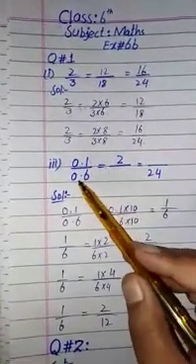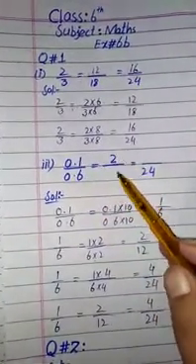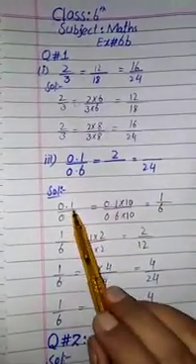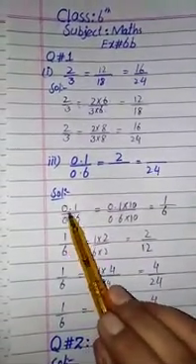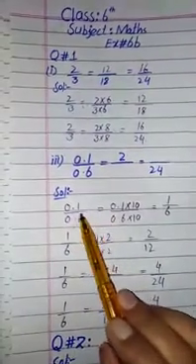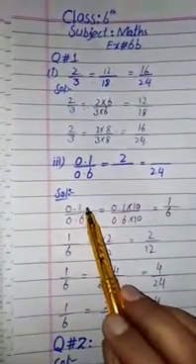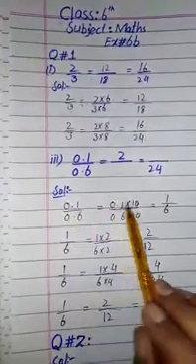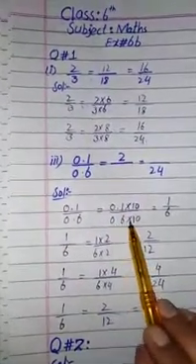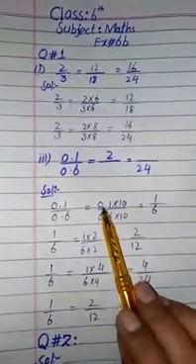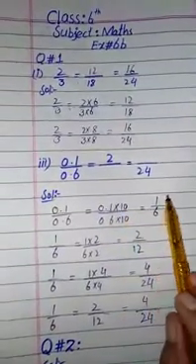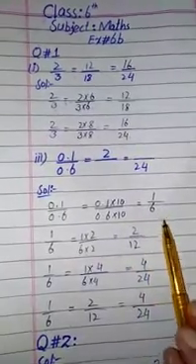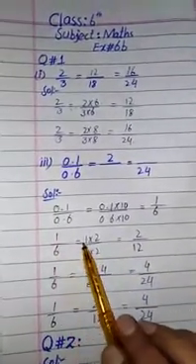0.1 over 0.6 is equal to 2 over dash is equal to dash over 24. Firstly, we convert the decimal fraction into a fraction. For this we multiply the numerator by 10 and denominator also by 10. 0.1 multiply by 10 over 0.6 multiply by 10. 0.1 multiply by 10 is equal to 1 over 0.6 multiply by 10 is equal to 6. Now 1 over 6 is equal to.